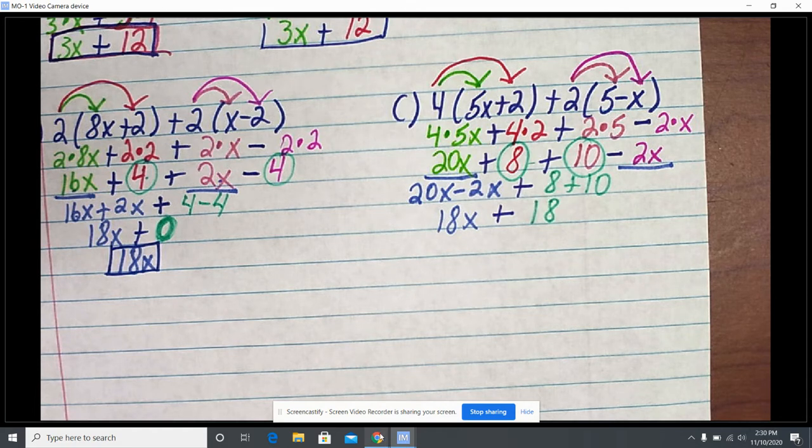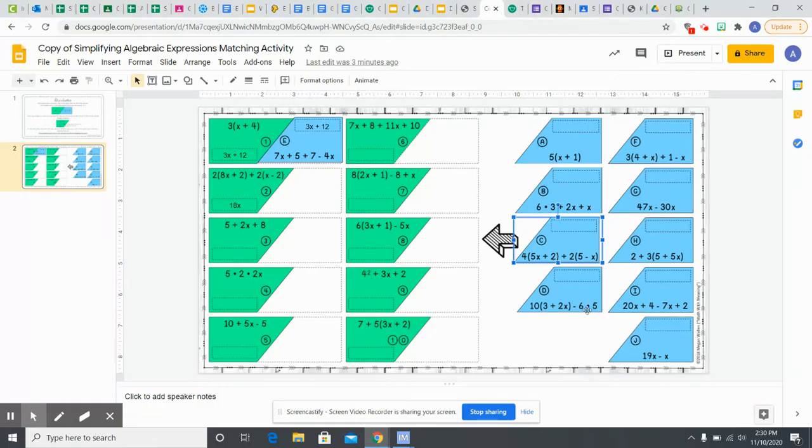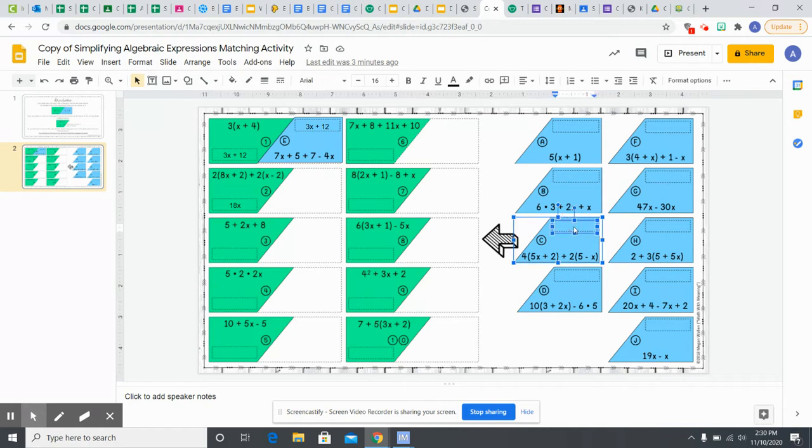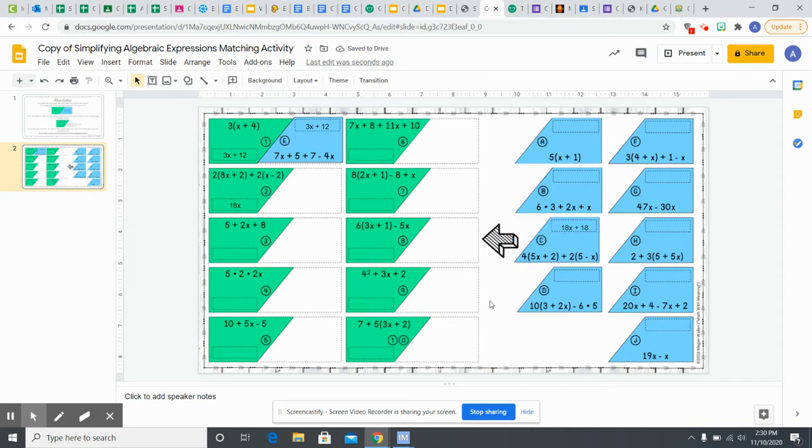Alright, so heading on back over, this is C over on the blue. So double click in here. I'm doing 18x plus 18. Alright, so that doesn't match up with my 2, so we're just going to leave that alone there. Alright, let's try. I'm going to look for another one to help you out on. Let's do number 8. Okay?